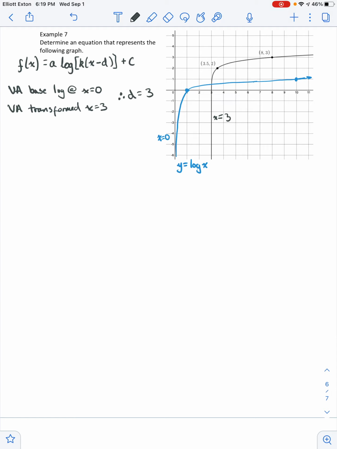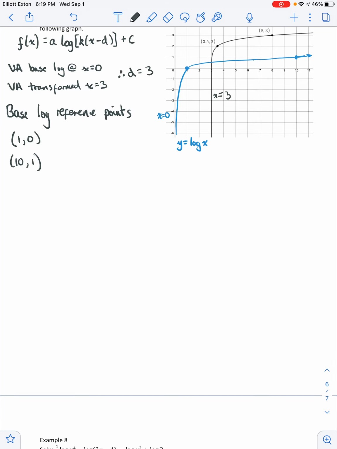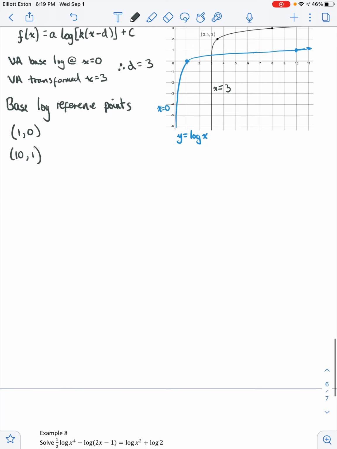Now, to help us with the rest of it, there's 2 things I want to keep in mind. The first is our base log reference points. We've talked about these before, and these are 2 really important points in a base log function that can help you figure out the transformations of the transformed version. Those 2 points are 1, 0 and 10, 1. Because the exponent you need to put on 10 to get 1 is 0, and the exponent you need to put on 10 to get 10 is 1.